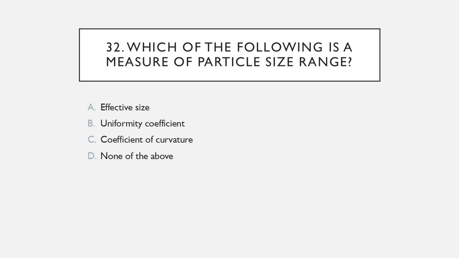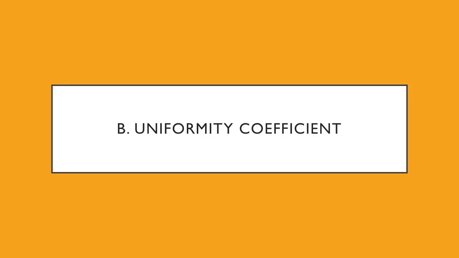32. Which of the following is a measure of particle size range? A. Effective size. B. Uniformity coefficient. C. Coefficient of curvature. D. None of the above. B. Uniformity coefficient.